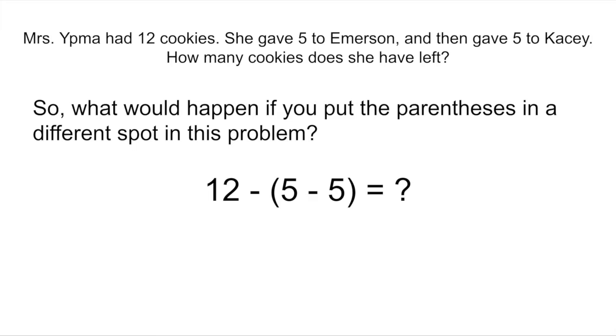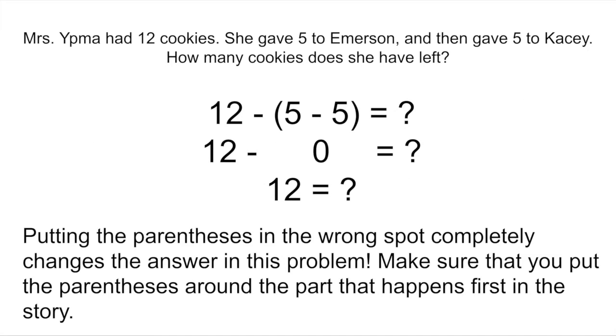What answer would you get? You can pause the video here and try to solve this on your paper. Remember, this way does not match our story problem. Okay, so if you did the parentheses first, 5 minus 5, you would get 0. 12 minus 0 is 12. Now hold on. Putting the parentheses in the wrong spot completely changed the answer. Now Mrs. Itma had 12 cookies left over.